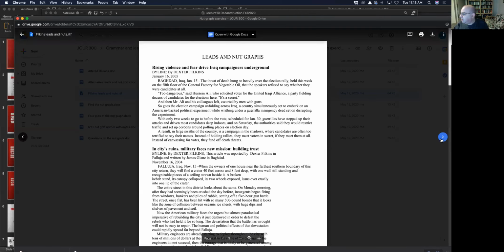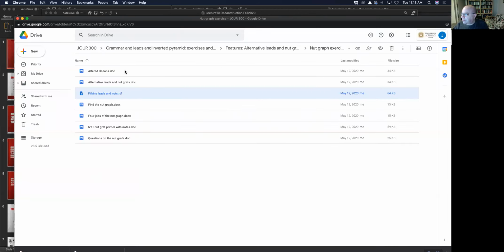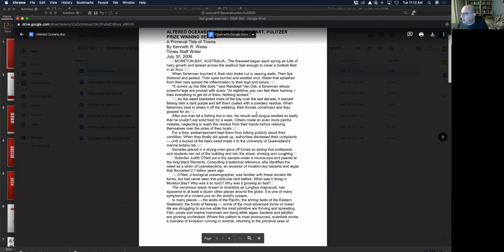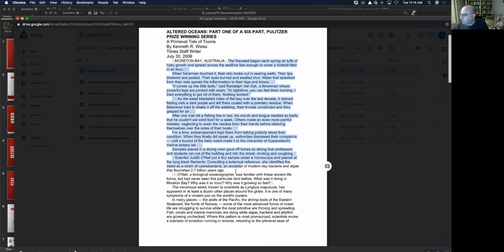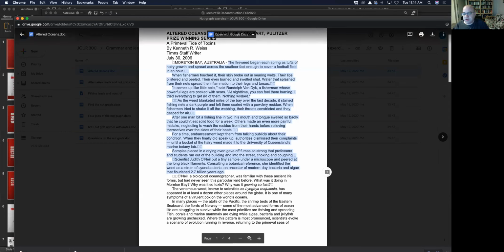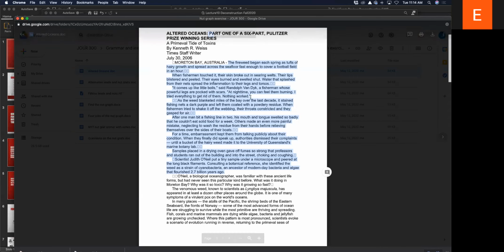Now let's look at the example of Altered Oceans. Where does the nut graph begin here? What's going on with these opening paragraphs? What's this about? Maybe we should have a couple of you read it. Aaron, are you there? All right, you want to read the first three paragraphs?